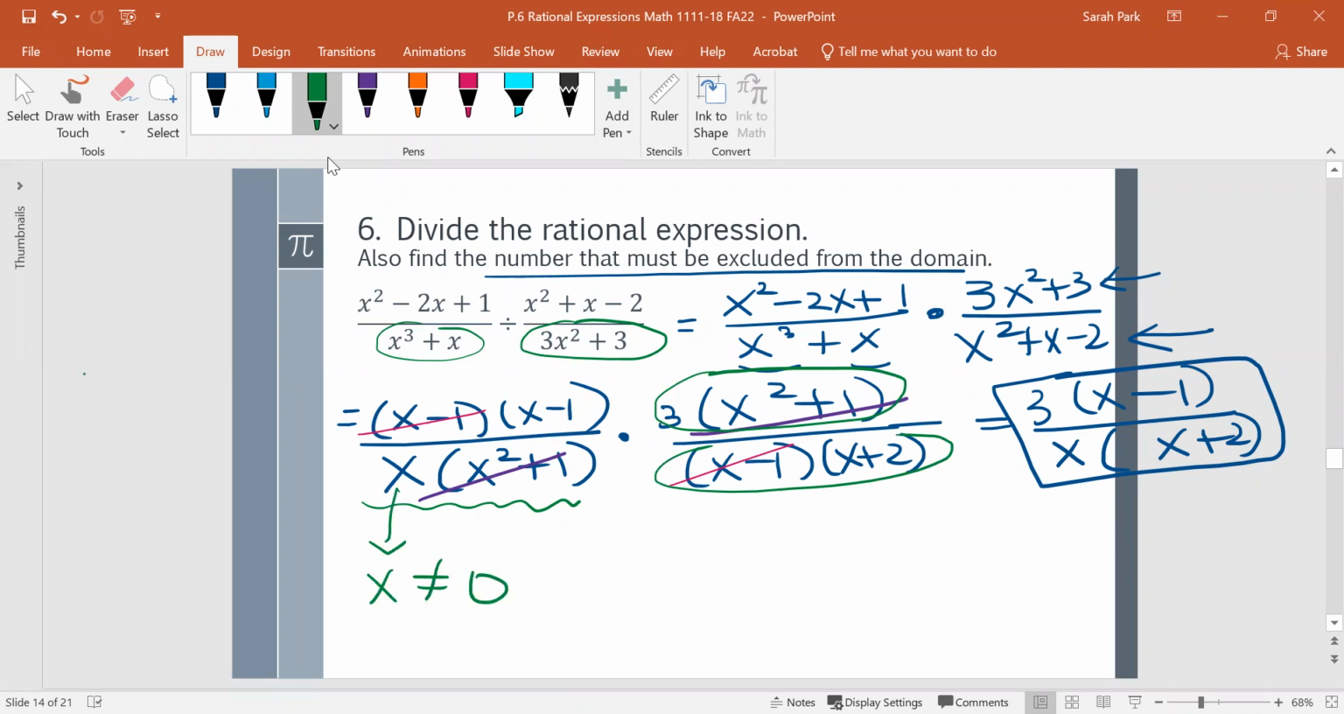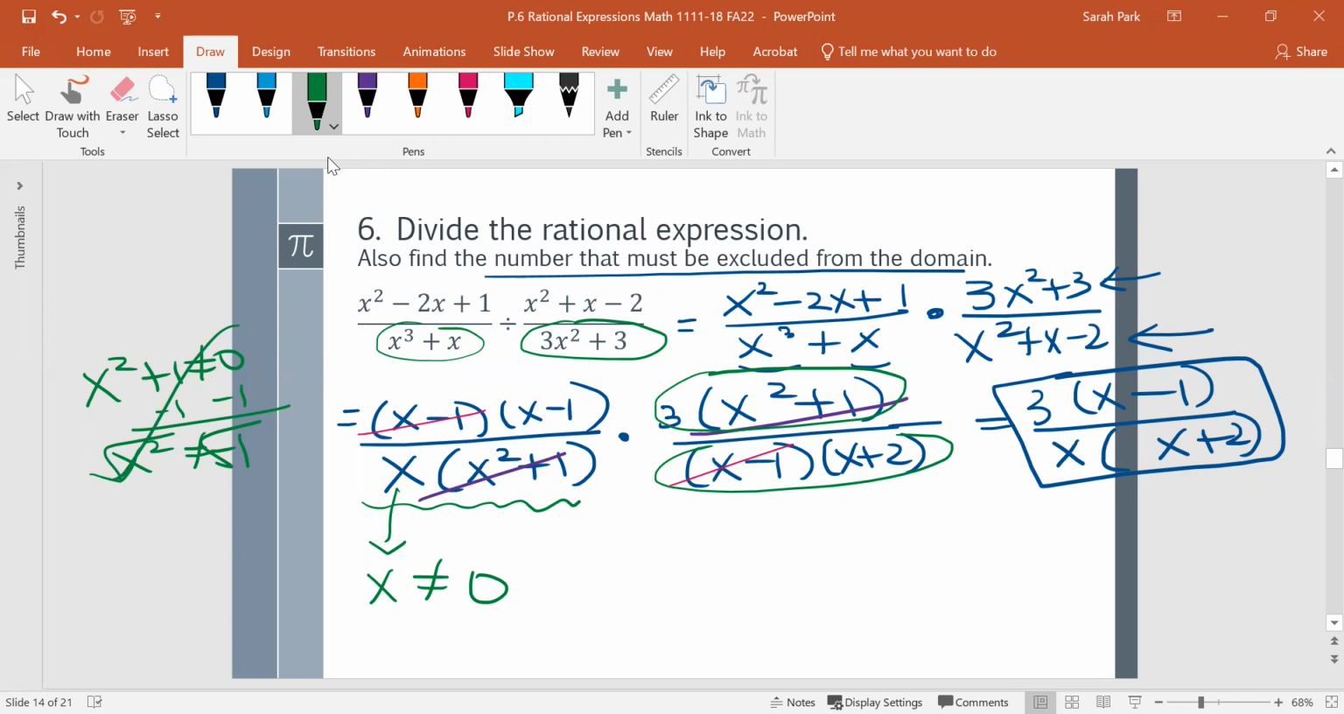For x squared plus 1, nothing will make that 0. If I wanted to show that algebraically, x squared can't equal -1. If we take the square root of -1, it doesn't give us a real answer. So we can ignore the x squared plus 1, because that will never equal 0.